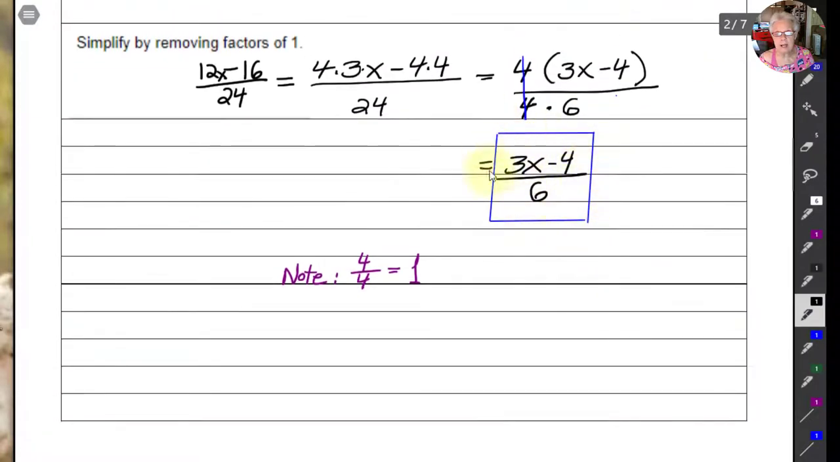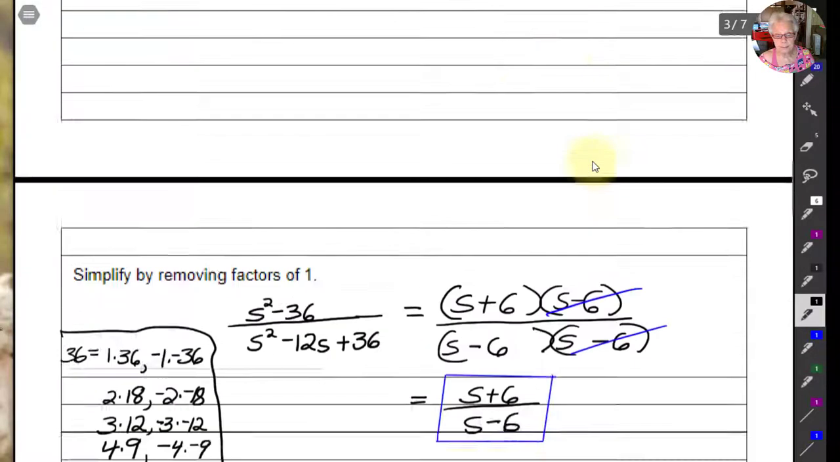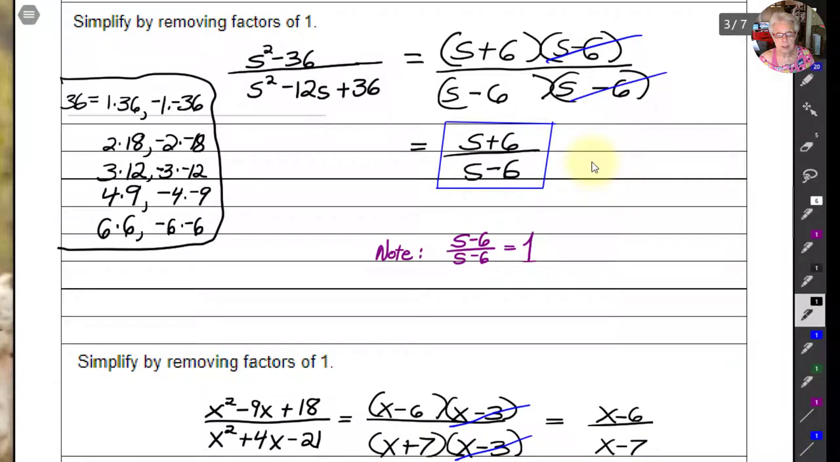You have simplified this. You've broken it down so that it looks much easier now, much more broken down to its basics without a lot of other stuff. Which one would you choose, this or that? This is much cleaner. All right, now we're going to be simplifying by removing factors of 1.